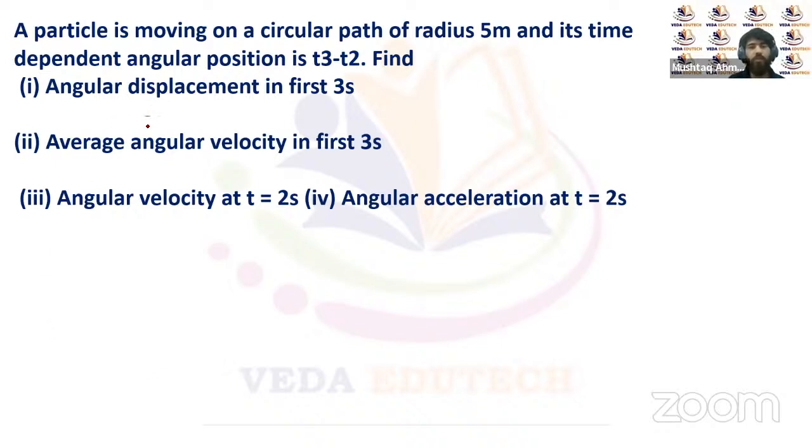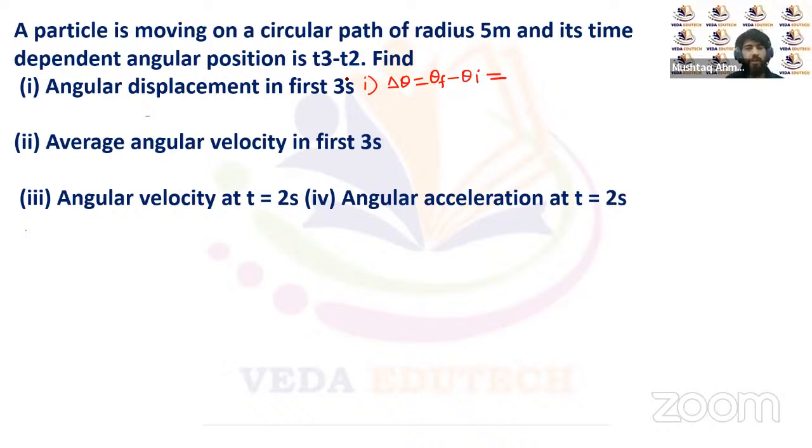First of all, we have to find the angular displacement in first 3 seconds. We know that angular displacement is the change in the angular position, right? So the first part of this question, the angular displacement, will be equal to delta theta, that's final angular position minus initial angular position, theta final minus theta initial, right?